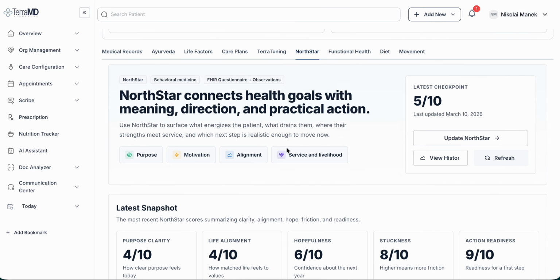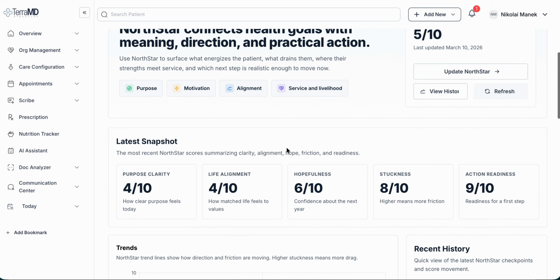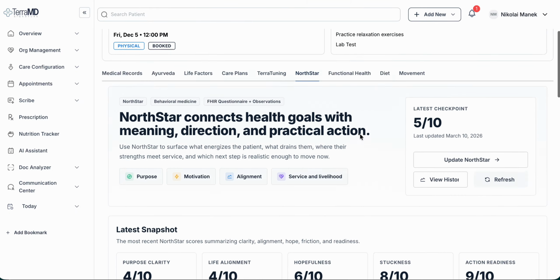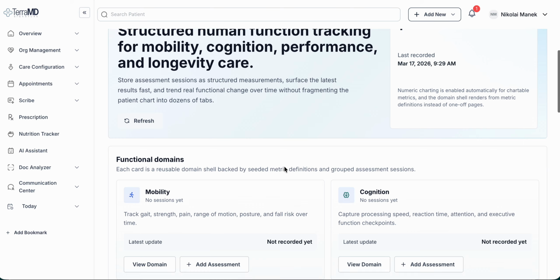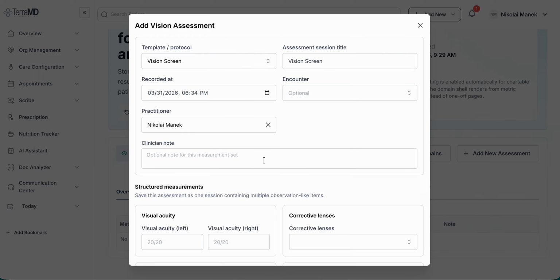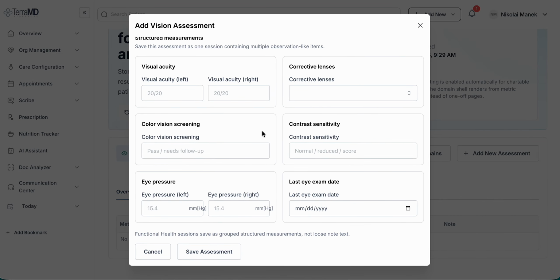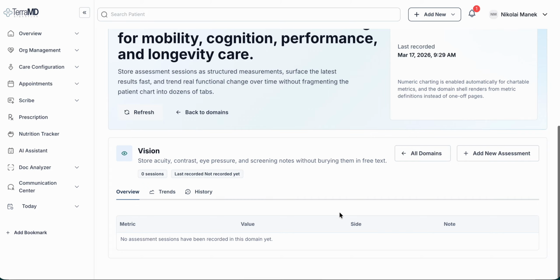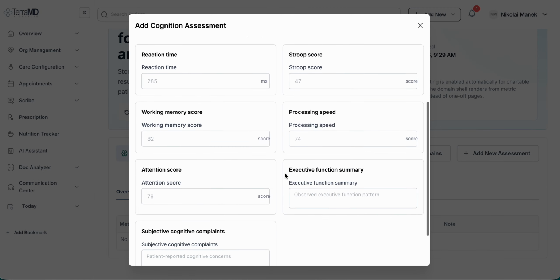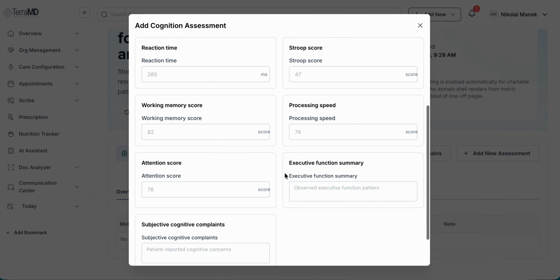Then we have the North Star. That's the Japanese ikigai, finding the life purpose. We have functional health: mobility, cognition, balance, fitness, vision. So you can add assessments in those areas. Cognition, reaction time, Stroop score, and so on. We have a suite of software where you can test this with your patients or your clients.